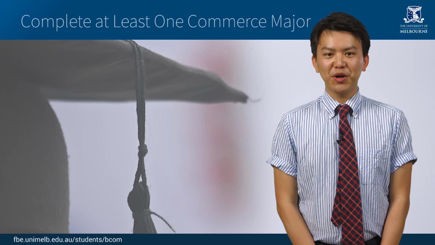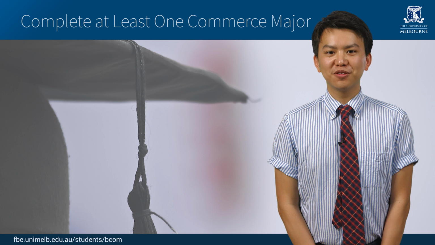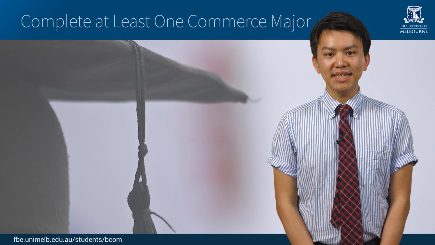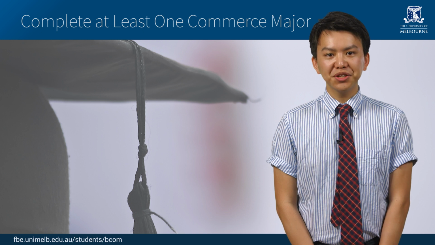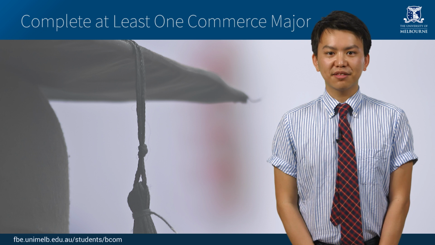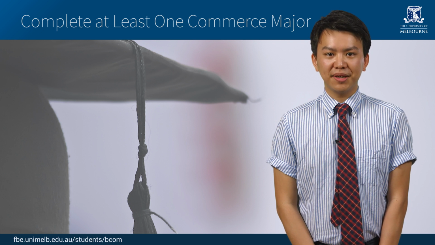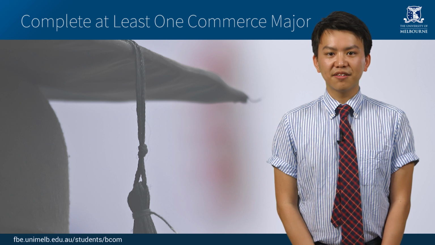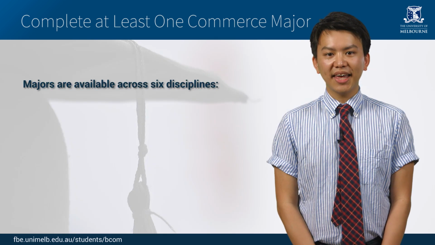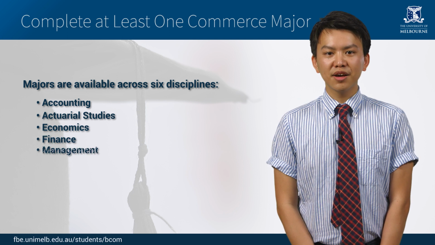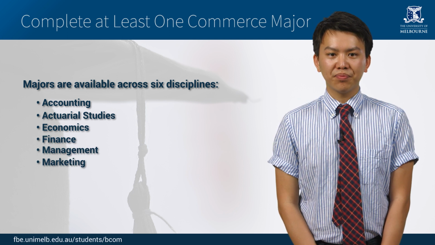A large part of your BCom is studying subjects that will lead towards your chosen major. A major is a sequence of subjects in a particular discipline that will take you from an introductory level through to an advanced level. You must complete 3 specified Level 3 subjects to complete a major, generally taken in your final year. Majors are available across 6 disciplines: accounting, actuarial studies, economics, finance, management, and marketing.